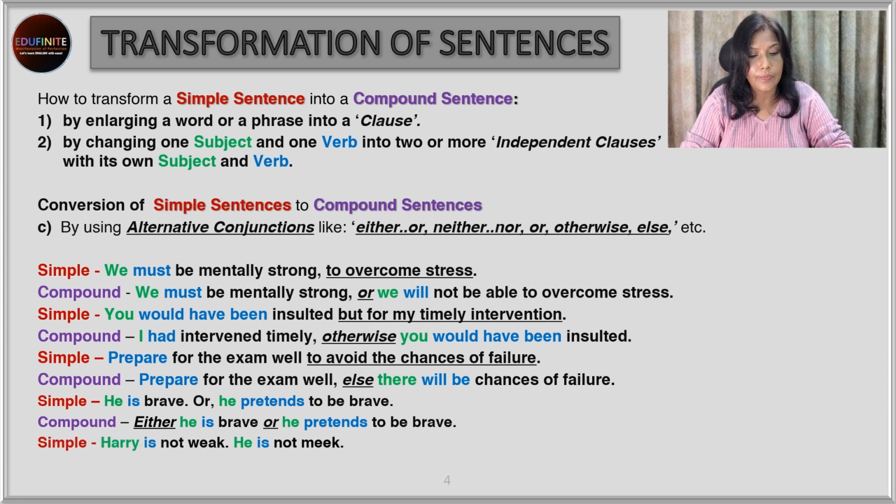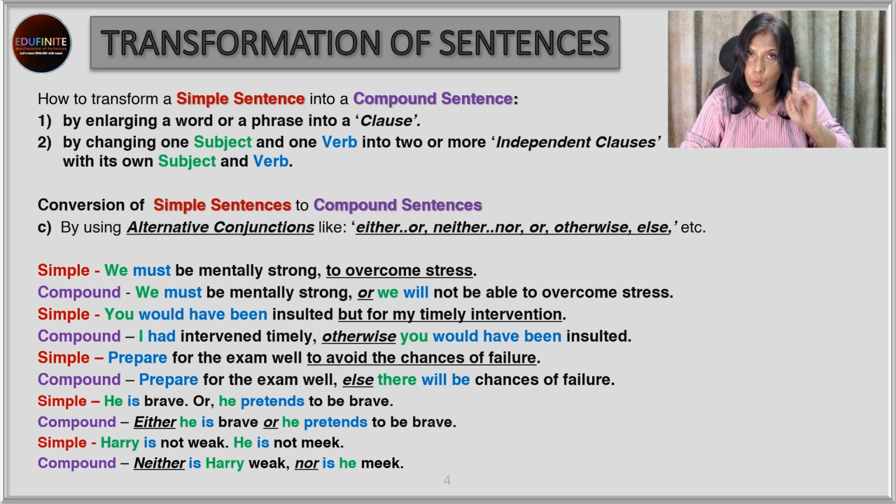The next one. Harry is not weak. He is not timid. He is not meek. So, how do we transform it? Neither is Harry weak, nor is he meek. So, this is how we have transformed two simple sentences into one compound sentence.